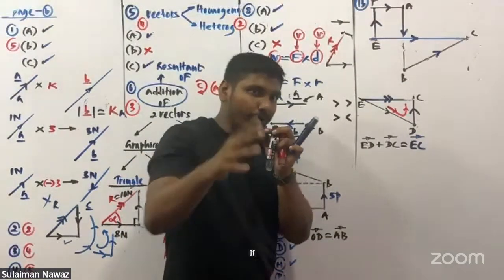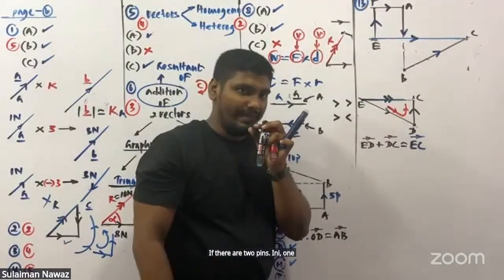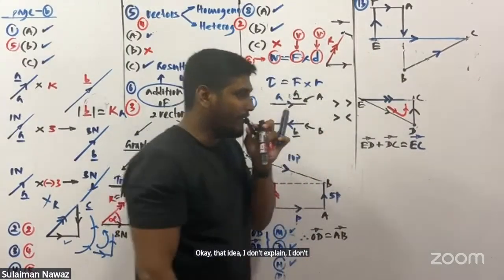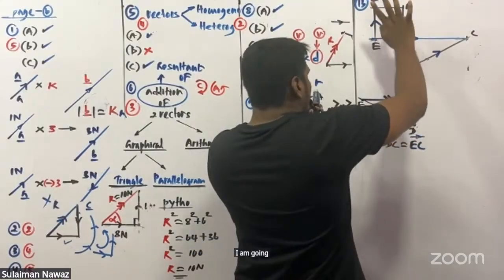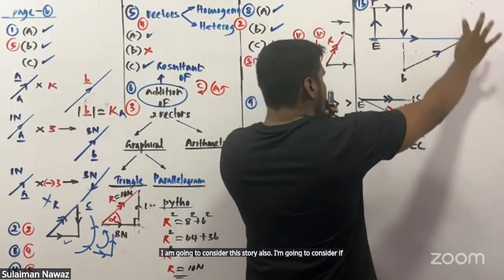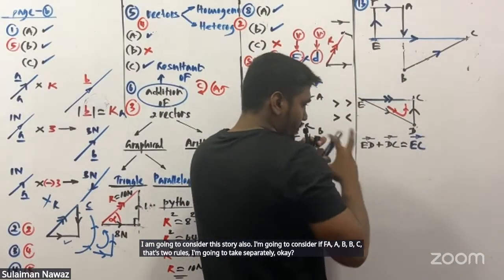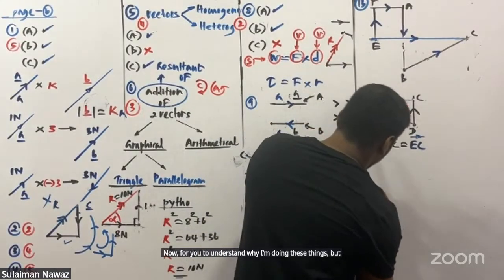If there are two twins, any one twin can replace the other twin, because they are the same. Okay, that idea I won't explain why, no time. Likewise, I am going to consider this story also. I am going to consider EF, FA, AB, BC. That story also I am going to take separately again. For you to understand only I am doing these things, but in upcoming days I will not. It's okay.